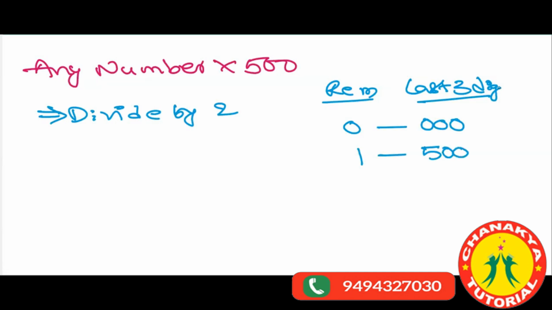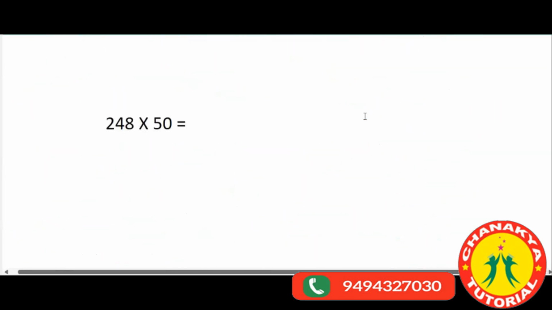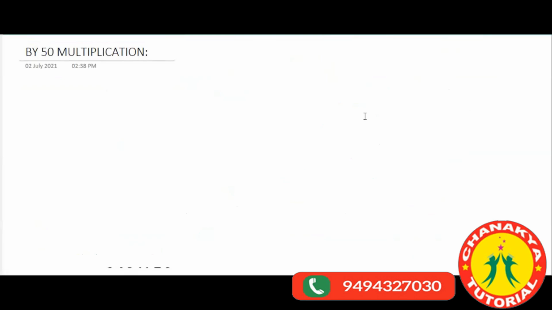Simply divide that remainder by this divisor. I think now we can go to the exercise. Yes, sir. What is the heading? Multiplication by 50.